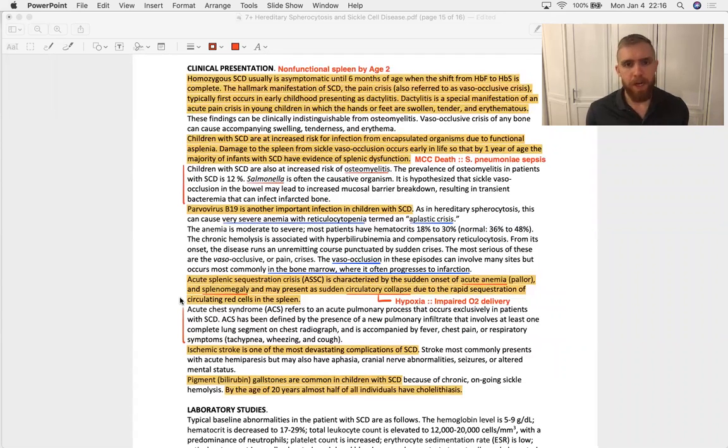Remember that the spleen in sickle cell disease patients is completely non-functional by about the second year of age. It is going to stop working. And when it does, you're functionally asplenic. That means you're at an increased risk for infection from encapsulated organisms, including strep pneumo, Haemophilus, Neisseria.